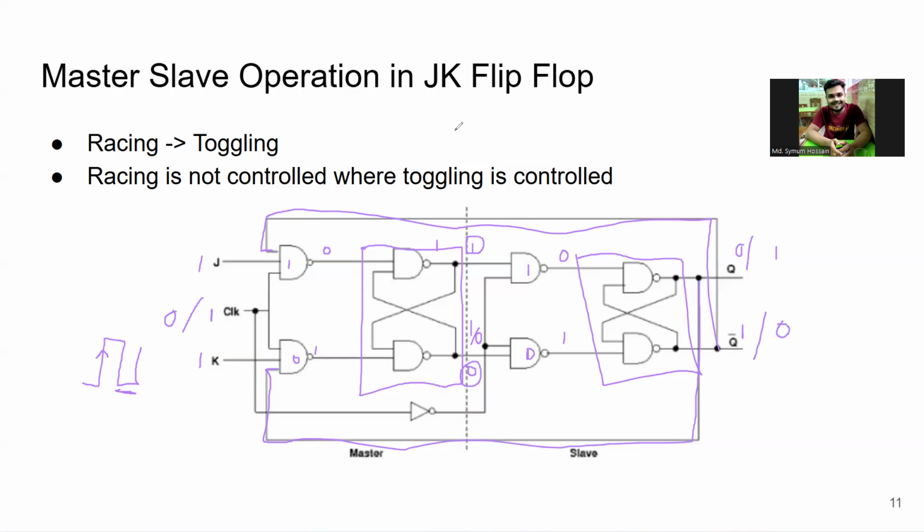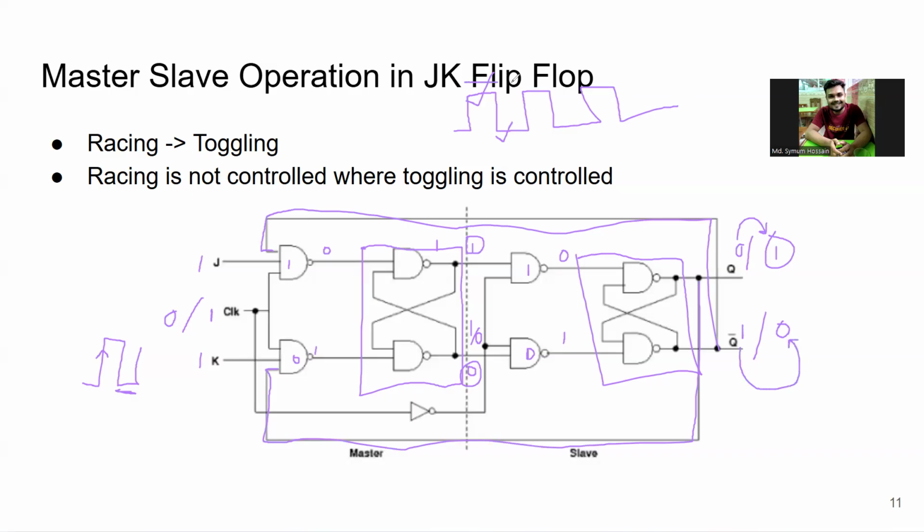So what we have learned so far is that we take a complete T amount of time. Let's draw some clock here. When the clock is 1, master passes the value, and when the clock is 0, slave passes the value, and the final output value was toggled.